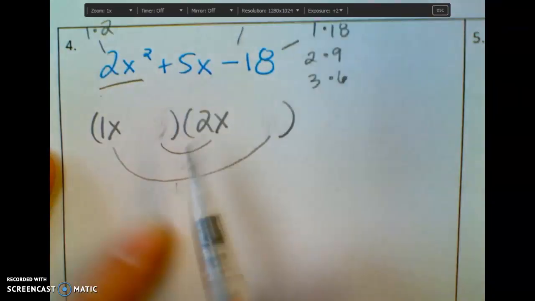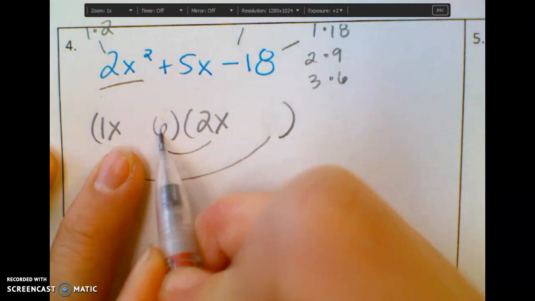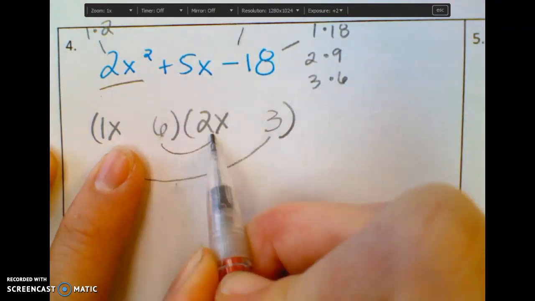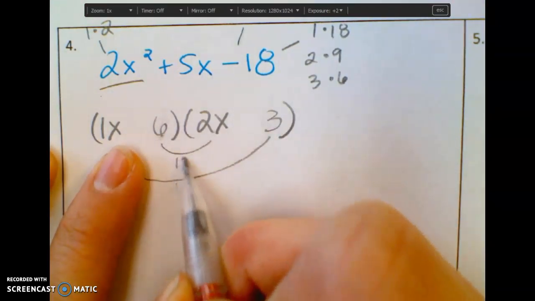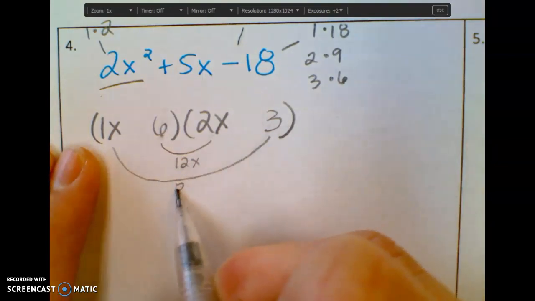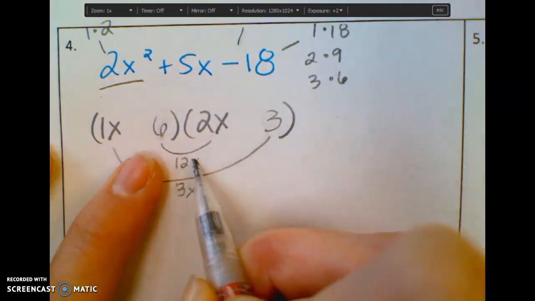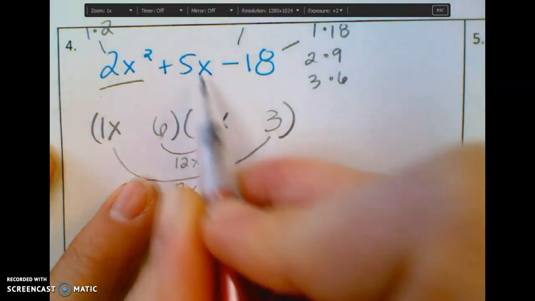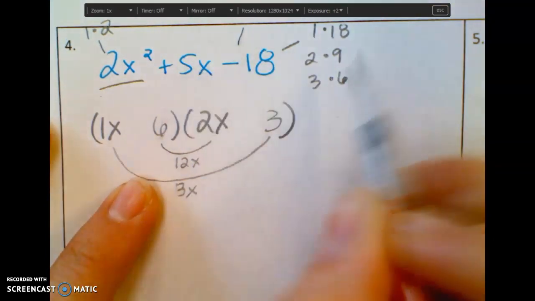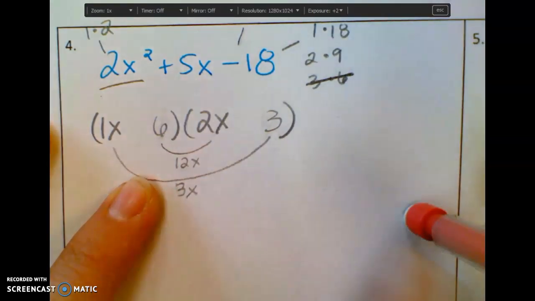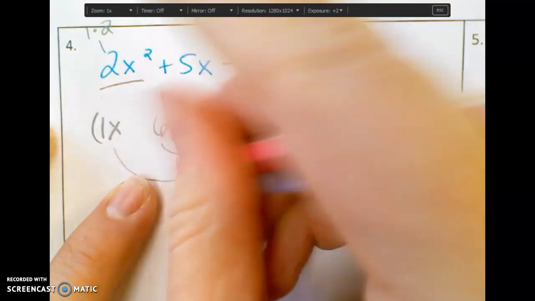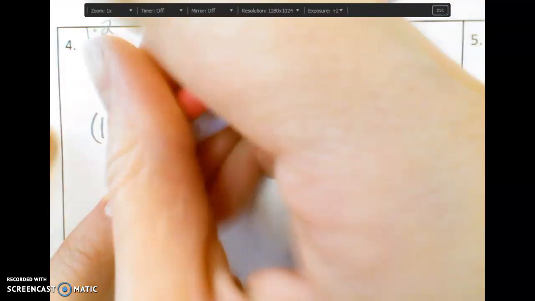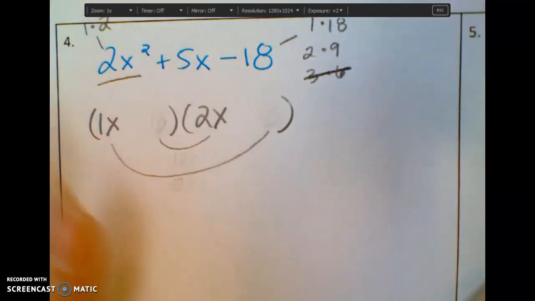So that's not going to work, and we need to flip them. We tried 3 and then 6, so now let's try 6 and then 3. Inner product, 6 times 2x gives us 12x. Outer product is 3x. Can I make 12x and 3x into 5x? Again, no. So we tried both combinations of 3 and 6, and it didn't work. So erase it. Let's try 2 and 9.